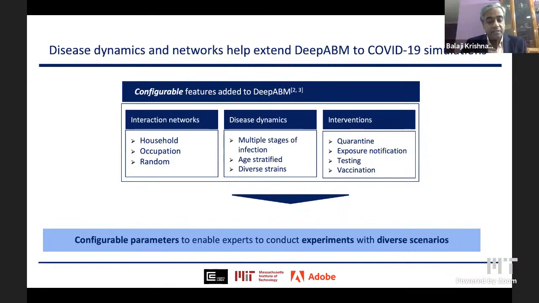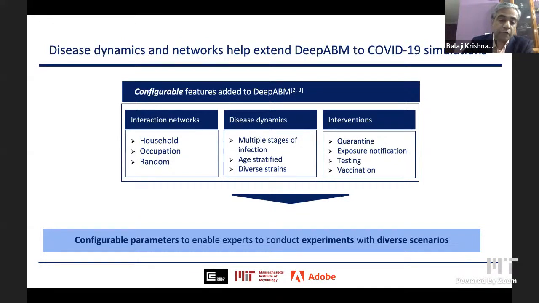In terms of interaction, we model the interaction between people in three layers. One is that people interact among their households, and there is interaction with the people in the places of work, which is the occupation. And finally, there is a bunch of random interactions that happen as people go through their day, right? And for disease dynamics, we have the ability to model very granular stages of infection. We know that the dynamics of the disease is stratified by age, and we have taken that into account in the model.